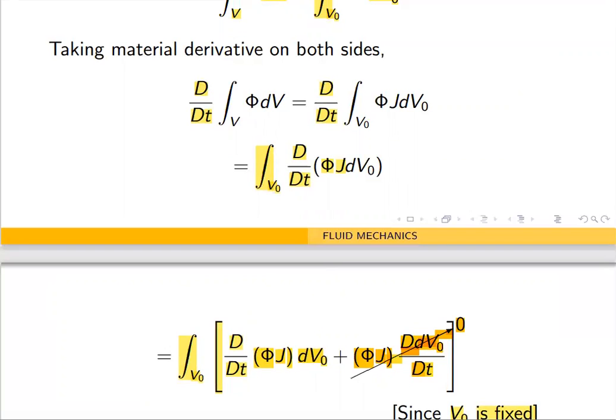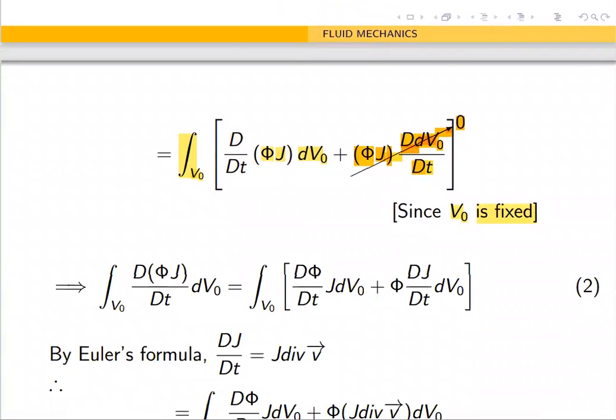And we have two functions here, phi and J. So for the differentiation of these, we have to use the product rule again. So again using the product rule, our LHS is the same, and the product rule on the RHS: integral over V naught as it is, differential of the first function, J as it is, dV naught as it is, plus phi as it is and differential of J. And dV naught, of course, in both the terms, remains the same.